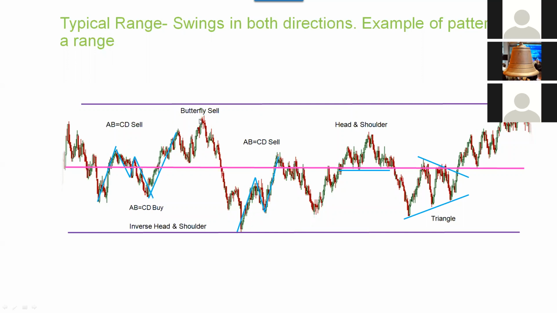This is called a butterfly sell, which has an A, B, C, and a D, and it extends beyond the most recent higher low swing. And that reverses all the way down the lower part. Here we have an inverse head and shoulder pattern and back up, and so on and so on. Here's a head and shoulder pattern coming back down the bottom. Here's a triangle, but these are all within a range. And so that's what's important to recognize.